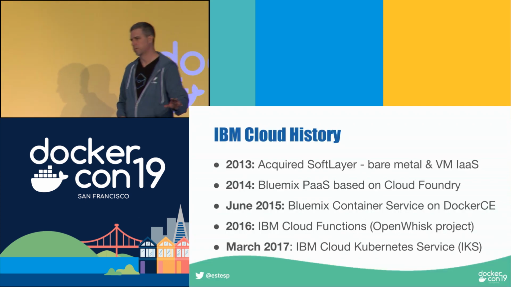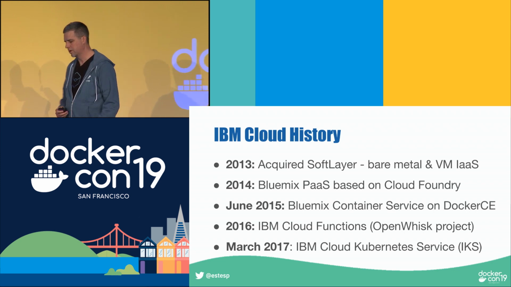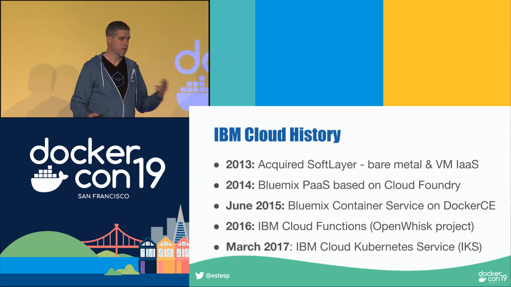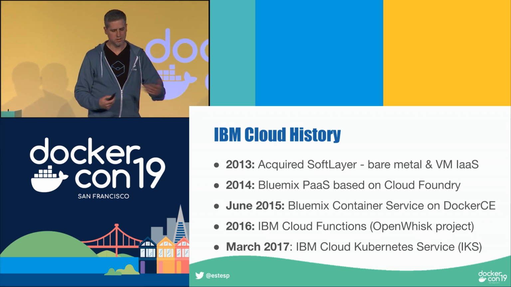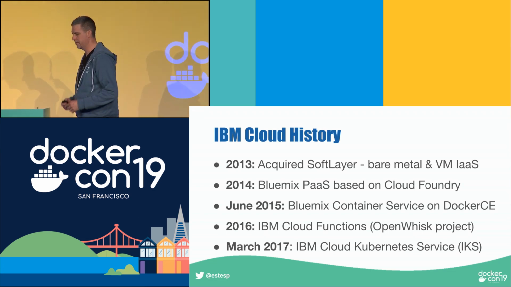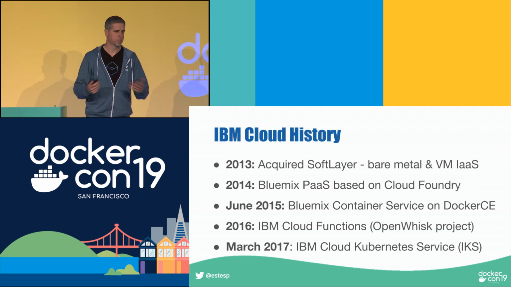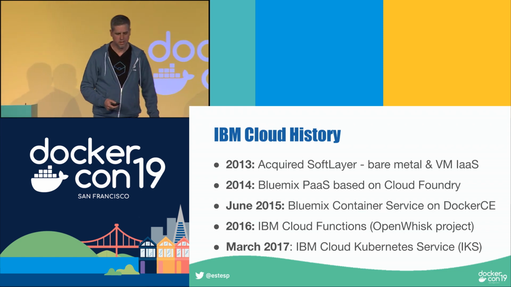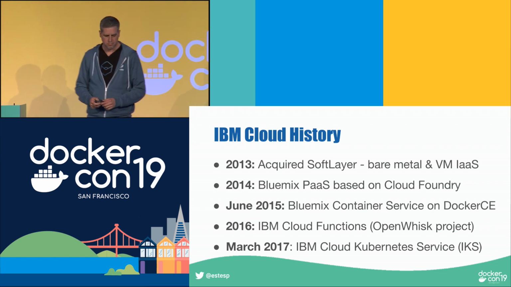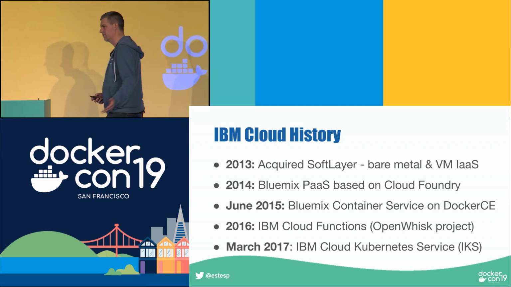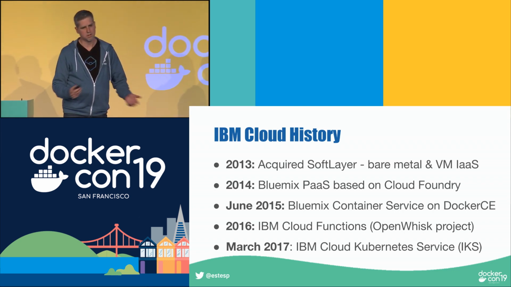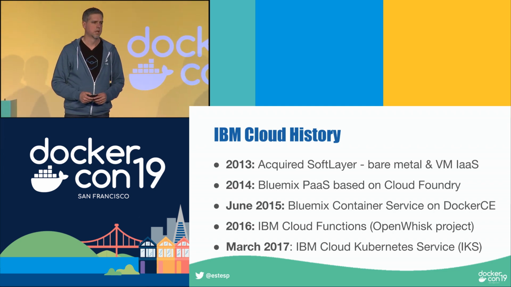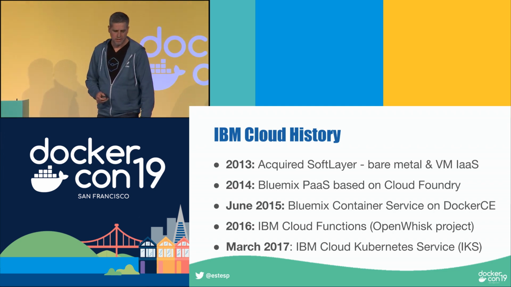So a very brief history on IBM Cloud. You may have heard of it more referred to as Bluemix over the years, and that's because we originally, after acquiring SoftLayer, built out a platform as a service called Cloud Foundry. It was called Bluemix. And then around 2015, we got very involved in the Docker project and offered a very early container API service around the Docker API.